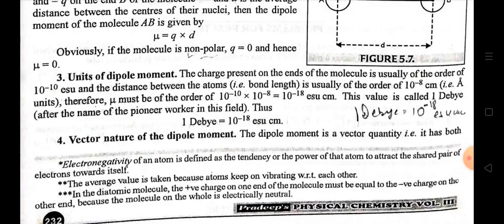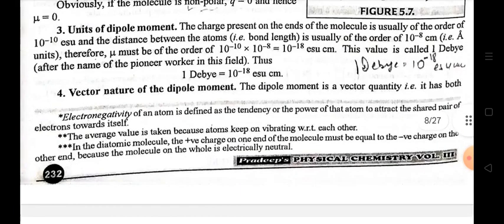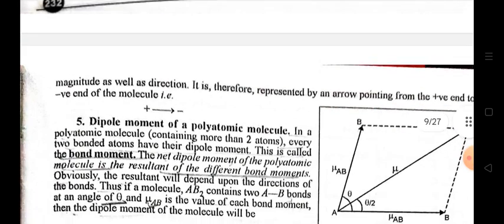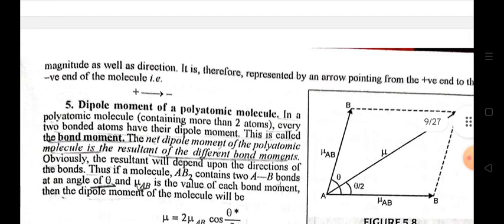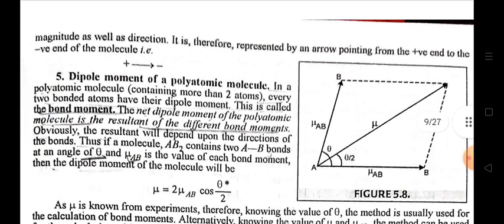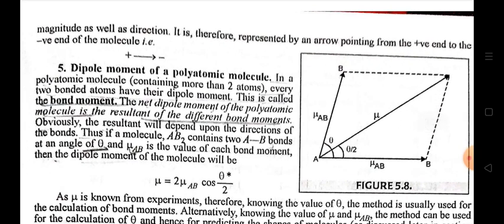Vector nature of the dipole moment. The dipole moment is a vector quantity. It has both magnitude as well as direction. It is therefore represented by an arrow pointed from the positive to the negative end of the dipole of the molecule, that is, from plus to minus.